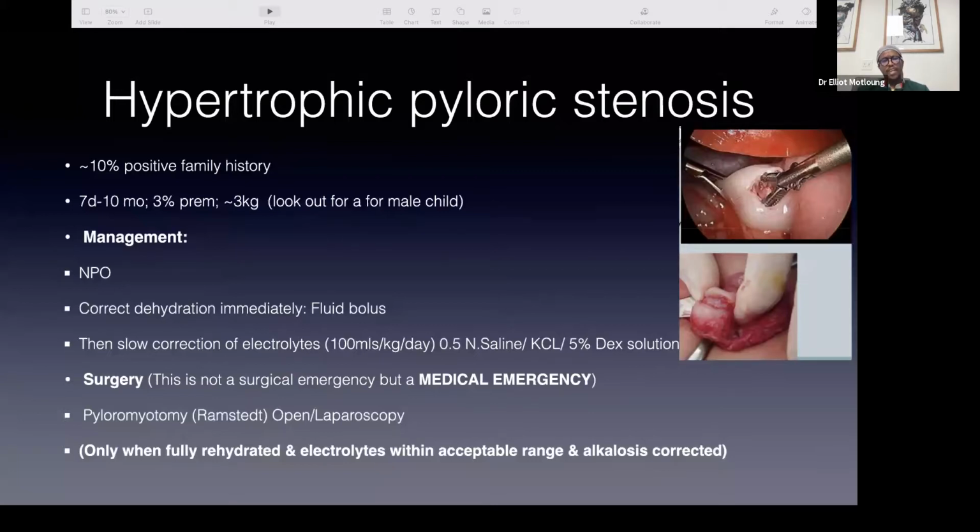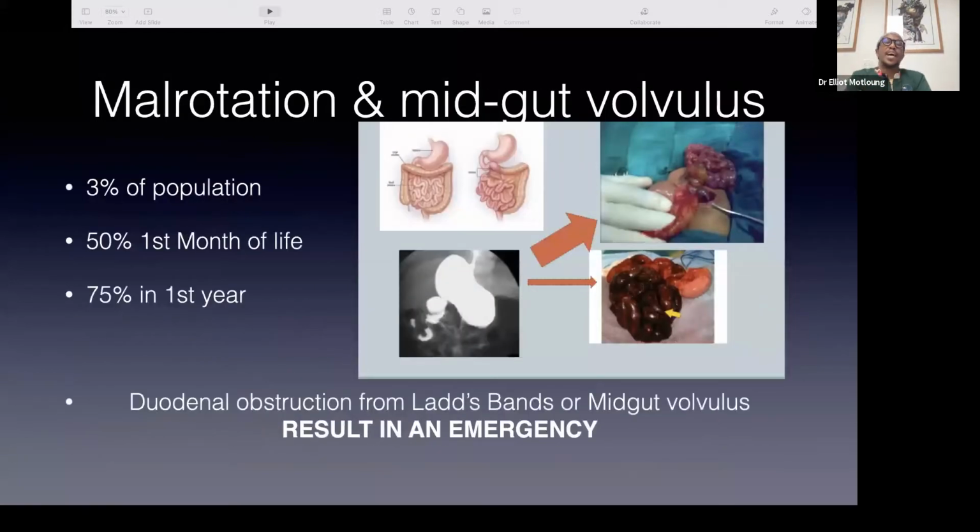And I would like to emphasize again, only when this child is fully rehydrated and electrolytes are within acceptable range and alkalosis has been corrected, then only these patients can qualify for surgery, because they will not be able to be anesthetized.